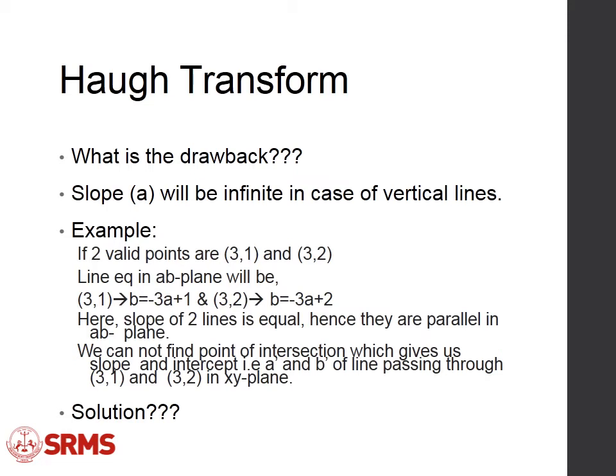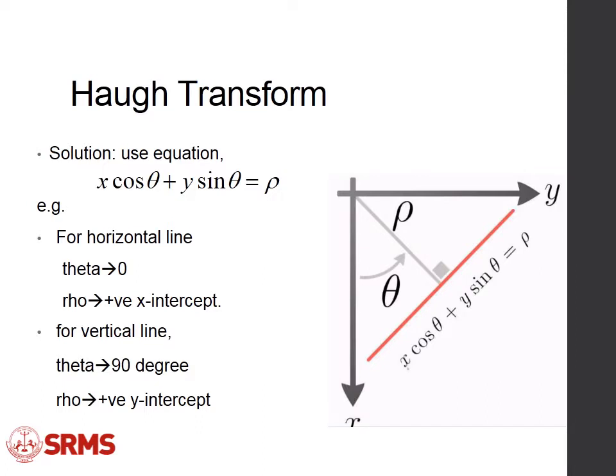We cannot find the intersection, which would give us the slope and intercept, a' and b', of the line passing through (3, 1) and (3, 2) in the xy plane. The solution is to use the radial format: x cos theta plus y sin theta is equal to rho. Rho is the perpendicular from the origin, and theta is the angle it makes with the x-axis. Once we draw a perpendicular on this line, it has the equation x cos theta plus y sin theta is equal to rho.